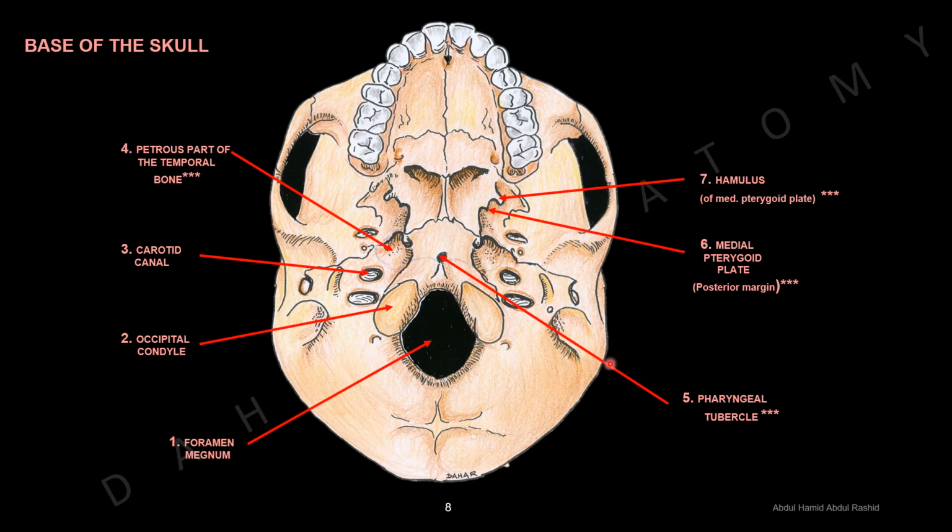And next is the pharyngeal tubercle, which is anterior to the foramen magnum. And these are the two pterygoid plates. This is the medial one, this is the lateral one. This is the posterior sharp margin of the medial pterygoid plate. If you come down here, this is the hamulus of the medial pterygoid plate.